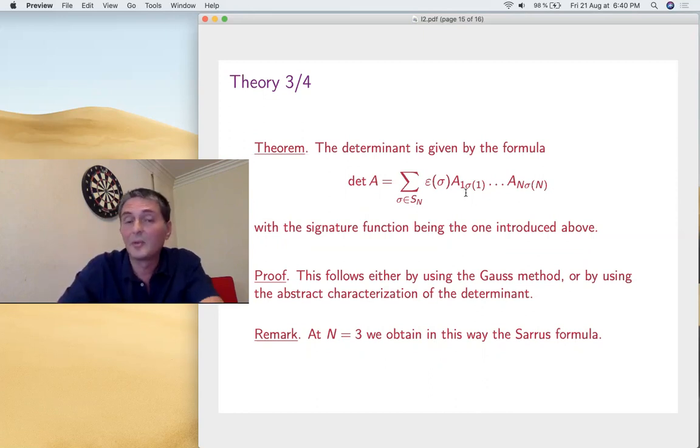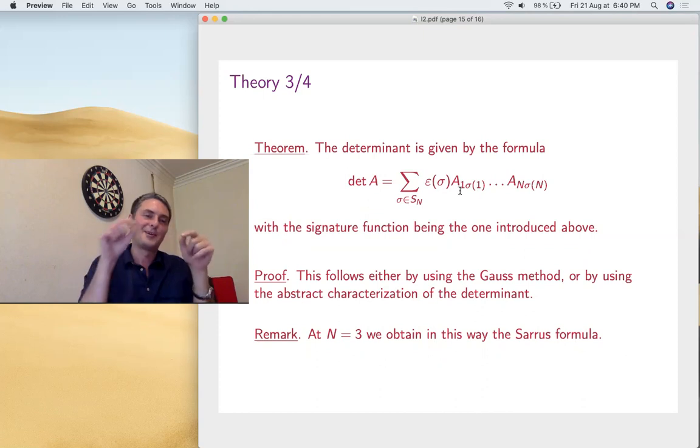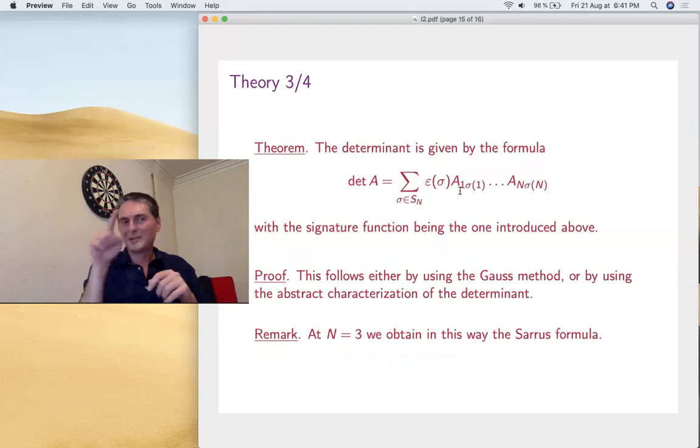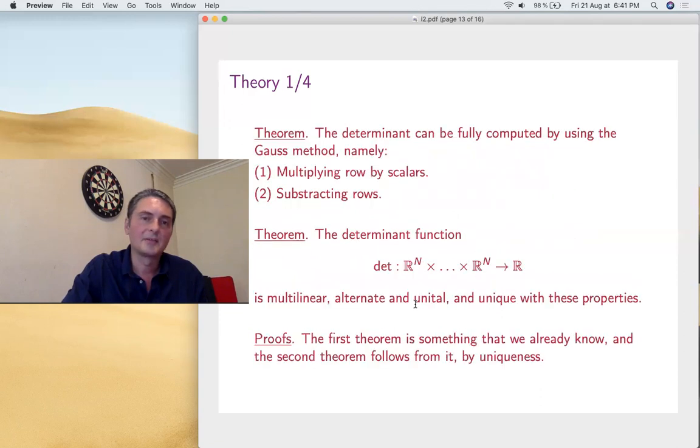So now here's the formula. The determinant is just a sum of entries of the matrix. Pick one from each row, but the index of the column must be a permutation. You cannot pick like this and this right below. You have to move all the time. And when you move, you have a permutation and you put the signature of that permutation here. The proof is by the Gauss formula or the abstract characterization of the determinant.